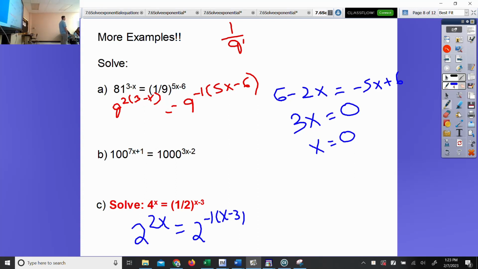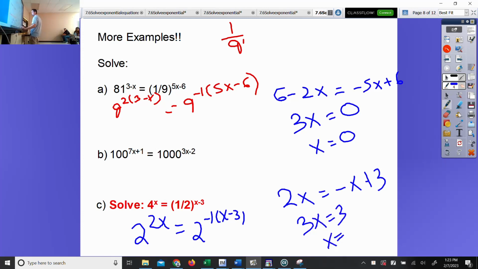No, that's the hard part. It really is. Next part's the easy stuff. 2x is equal to negative x plus 3. X is 3, that's right. Did you get that one right on your own, Daniel? Good job. You get a check.